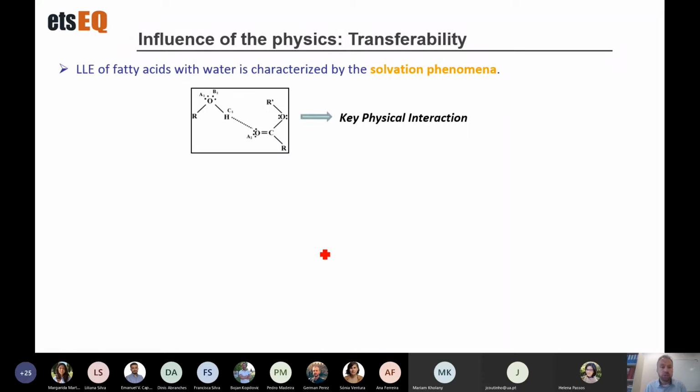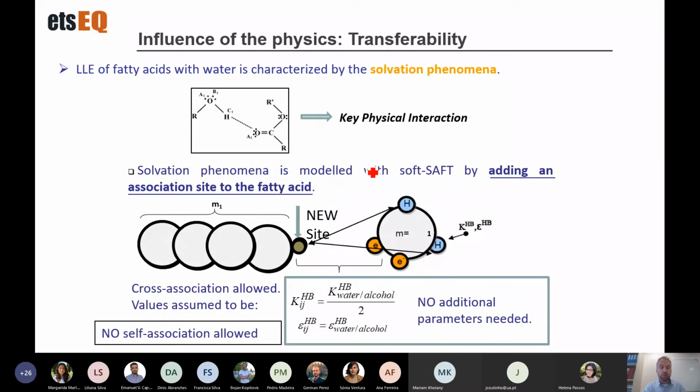Apart from that, we wanted to see what was happening with the interaction with water, which is another of the compounds that will be found, okay? And it was known that there was a key physical interaction between the fatty acid ester and water. As I said before, we had not considered this to be self-associating, but now here there is a hydrogen bond that must be considered if you want to be careful in your model and you want to have reliable results. So here we propose to add the solvation phenomena by adding a specific site that was accounting only for this interaction, okay? Not for the interaction between fatty acids, just the interaction between the fatty acid and water, okay?